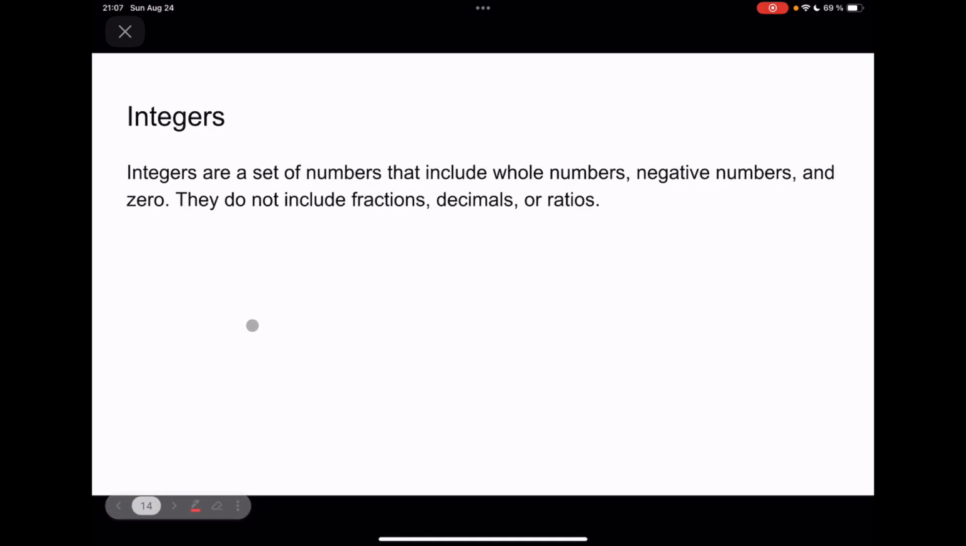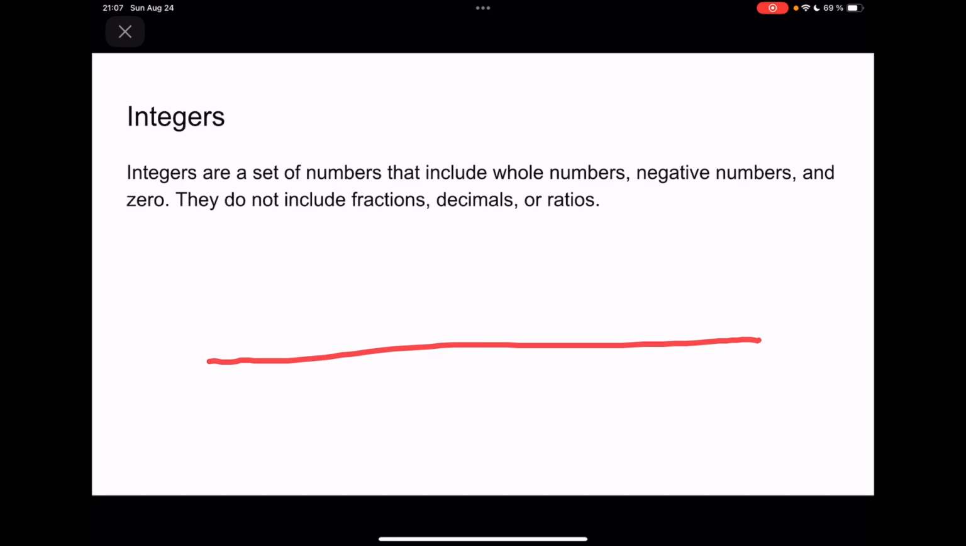Integers. Integers are a set of numbers that include whole numbers, negative numbers, and 0. They do not include fractions, decimals, or ratios. A lot of the time, learning this in elementary school, they would say, visualize a number line. You have 0, you have 1, you have 2. This is 0, of course. These are your positive integers. And then say we have negative 1.